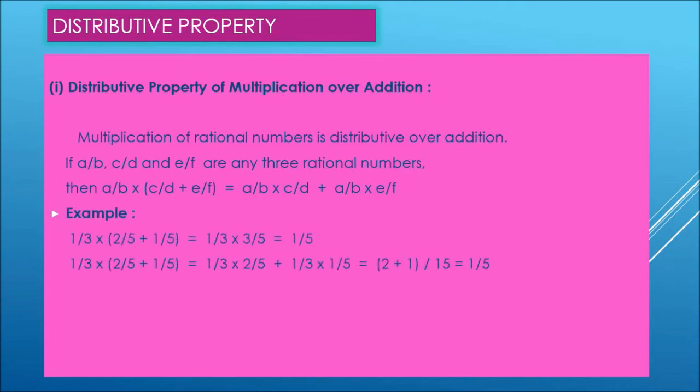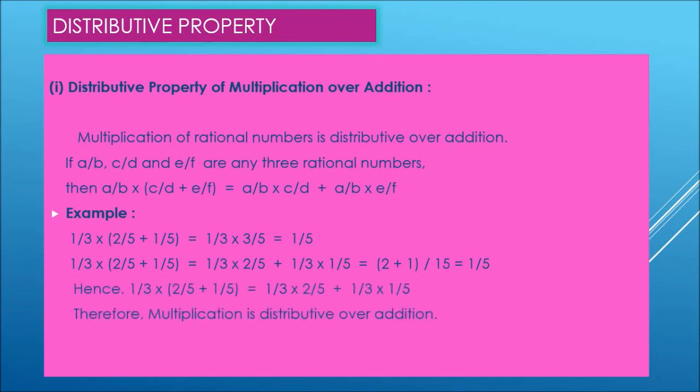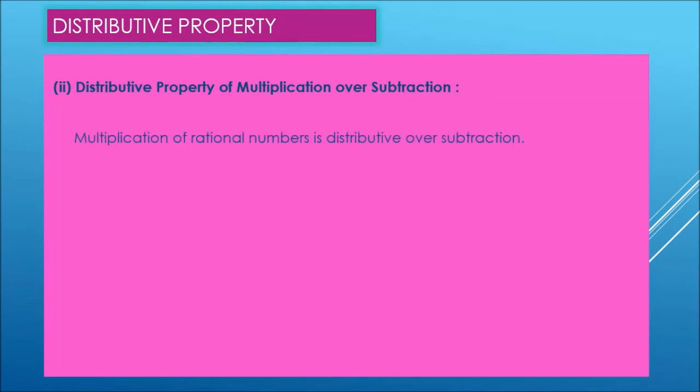Example is also given here. Therefore, multiplication is distributive over addition. Next, we have distributive property of multiplication over subtraction. Multiplication of rational numbers is distributive over subtraction. Again, consider three rational numbers A upon B, C upon D, and E upon F.